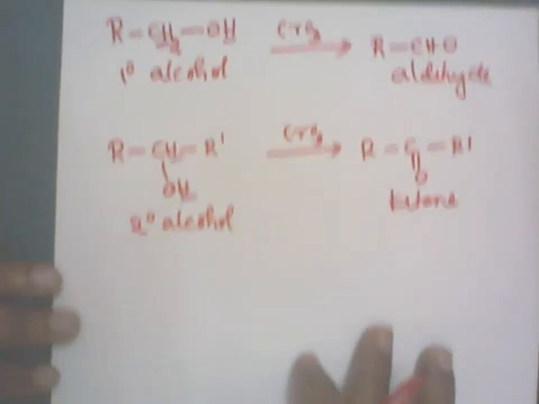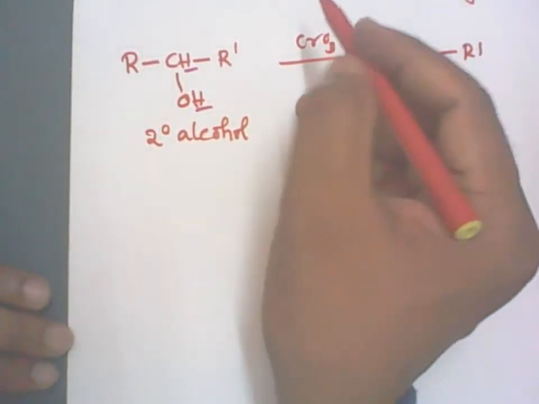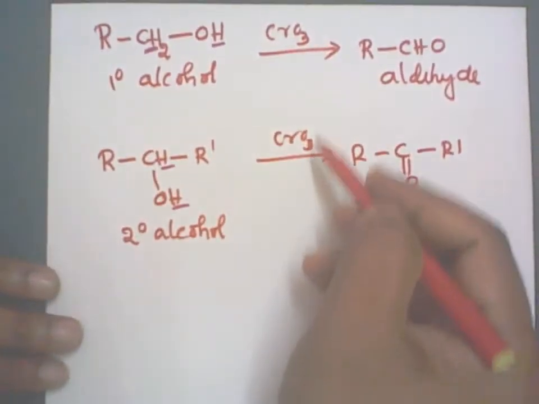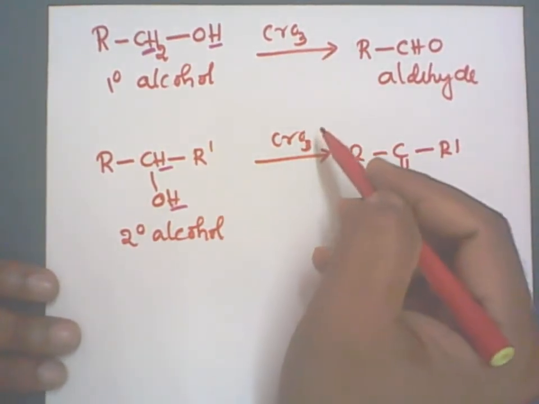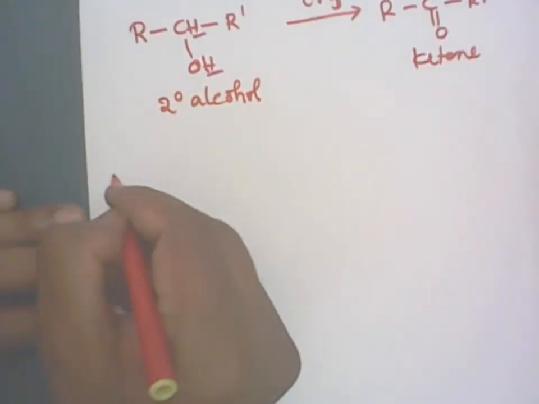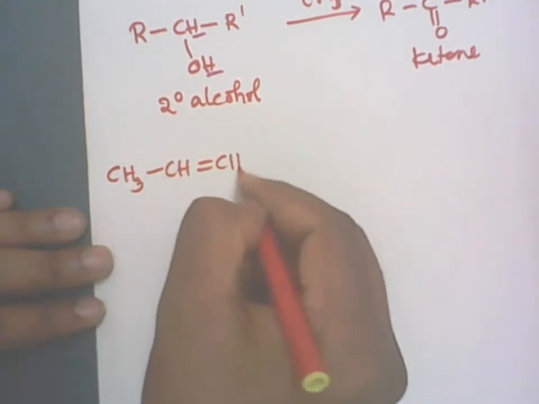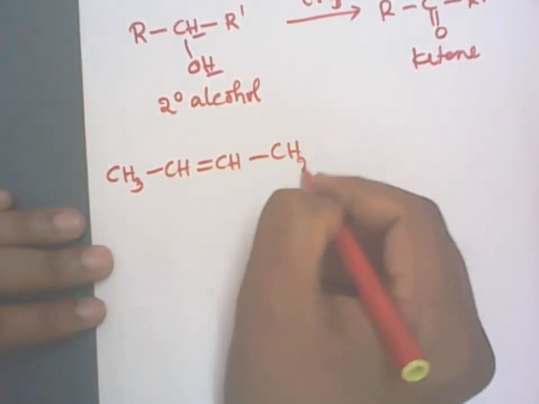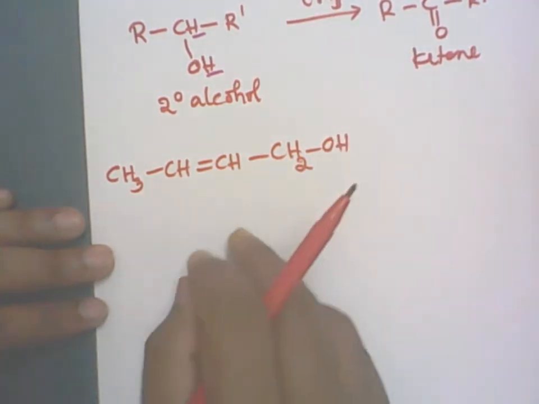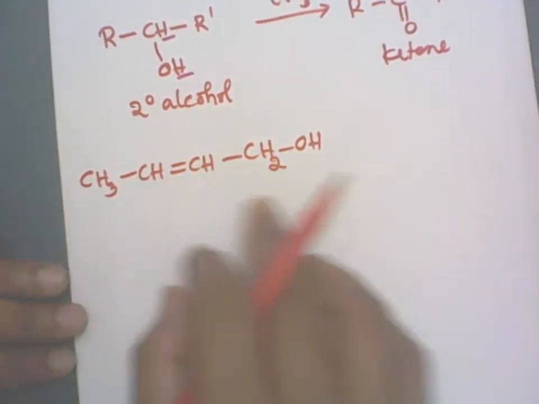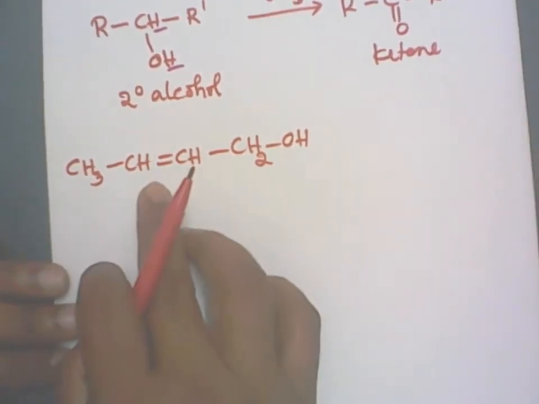Okay? Now, can I make it a PCC? I can also make it a PCC. Okay? Now, I'll give an example wherein there is CH3CH double bond CH, then CH2OH. What will happen if there is a double bond? Will it be converted into single bond?